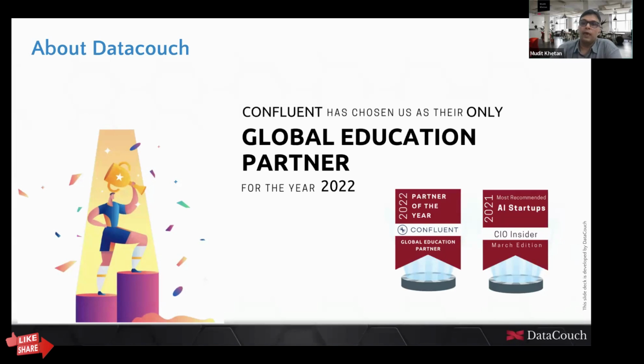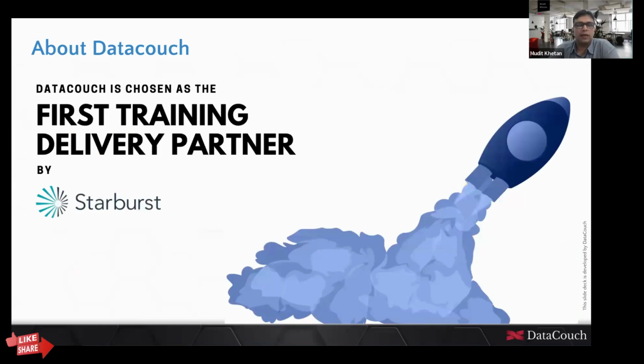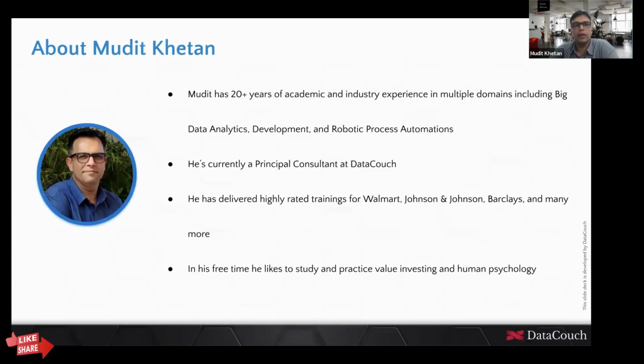2021. Because of our strong pedigree and our commitment to excellence, Starburst, which is the focus of this meetup session, chose us as their first global education delivery partner. So we are quite proud and honored by the recognition conferred upon us by industry giants like Confluent and Starburst.